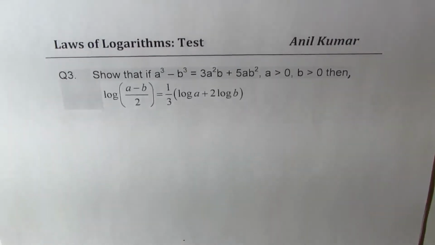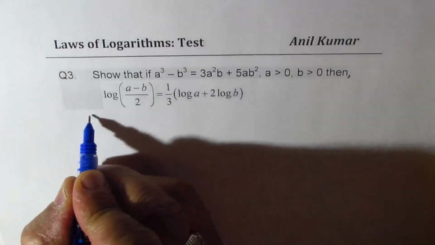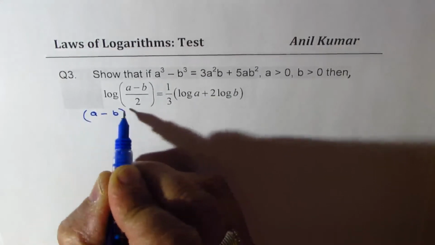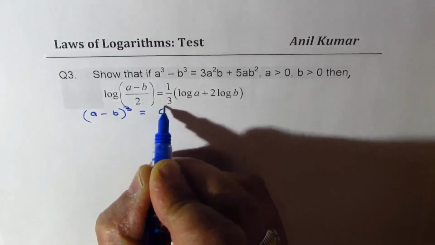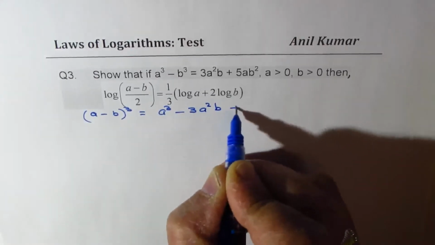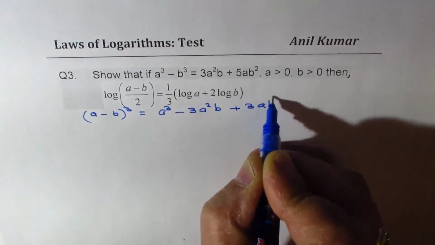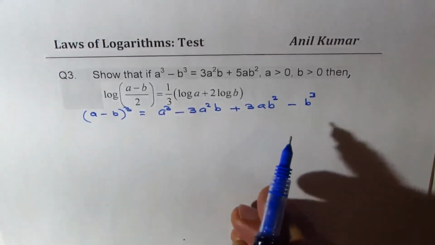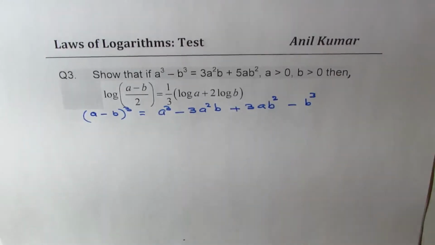Now in this particular question, you should know what (a minus b) whole cube equals. So let me share the formula with you. (a minus b) whole cube is equal to a cube minus 3a square b plus 3ab square minus b cube. So we will do like completing the cubes this time to solve this particular question.